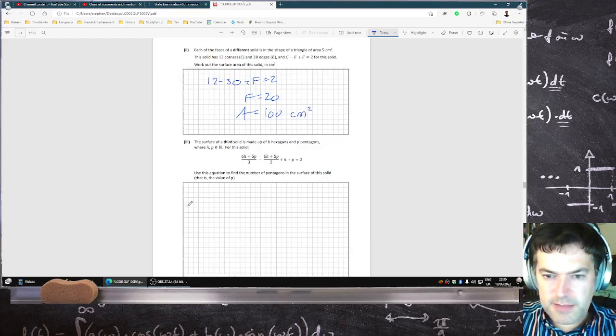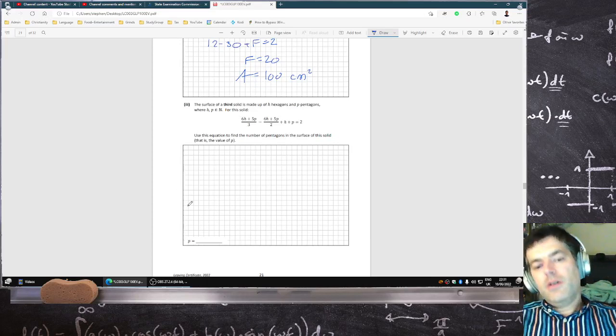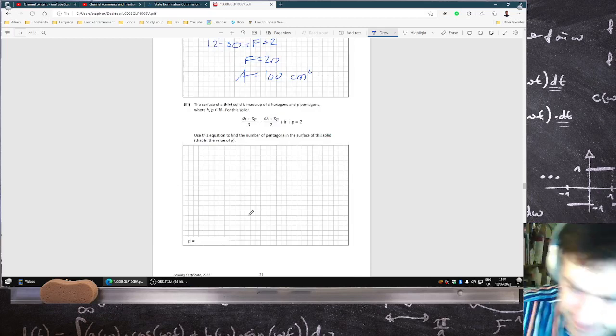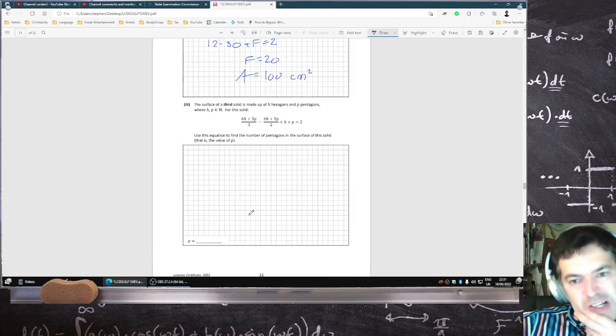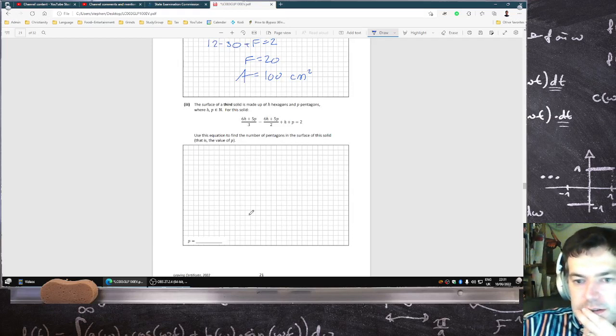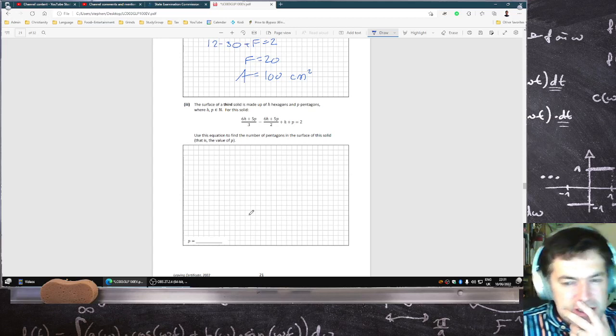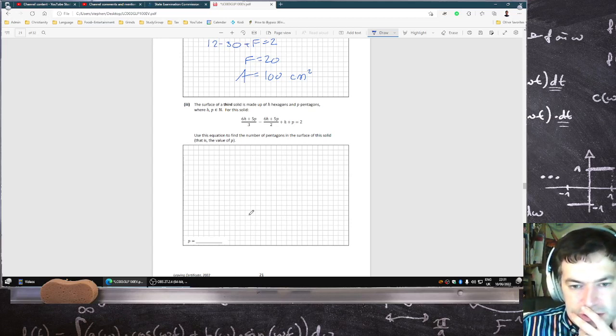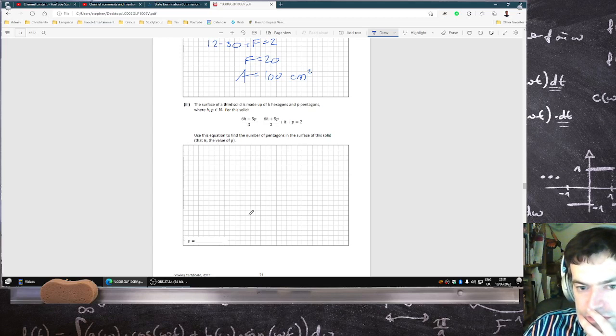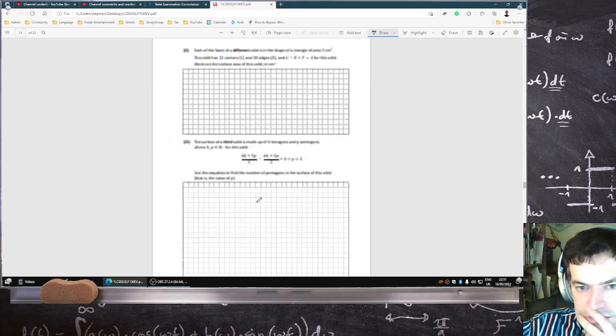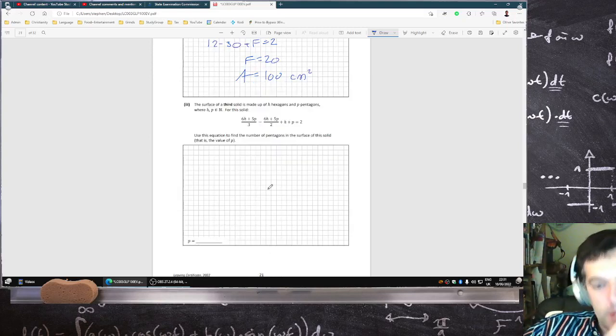The surface of a third solid is made up of H hexagons and P pentagons. Use this equation to find the number of pentagons on the surface of the solid. Oh my. Deep breaths. Yeah, but how many hexagons are there? Now this is a tough one.